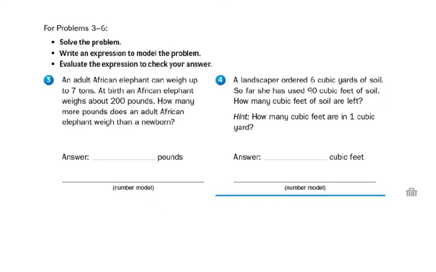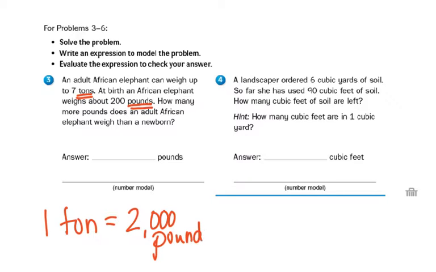So an adult African elephant can weigh up to 7 tons. At birth, an African elephant weighs about 200 pounds. How many more pounds does an adult African elephant weigh than a newborn? All right, so I notice here, it's not comparing the same weight. It's comparing pounds to tons. Now, one of the things that I need to know is that 1 ton is equal to 2,000 pounds. So I'm just going to tell you that. So that's important information. It's a conversion.